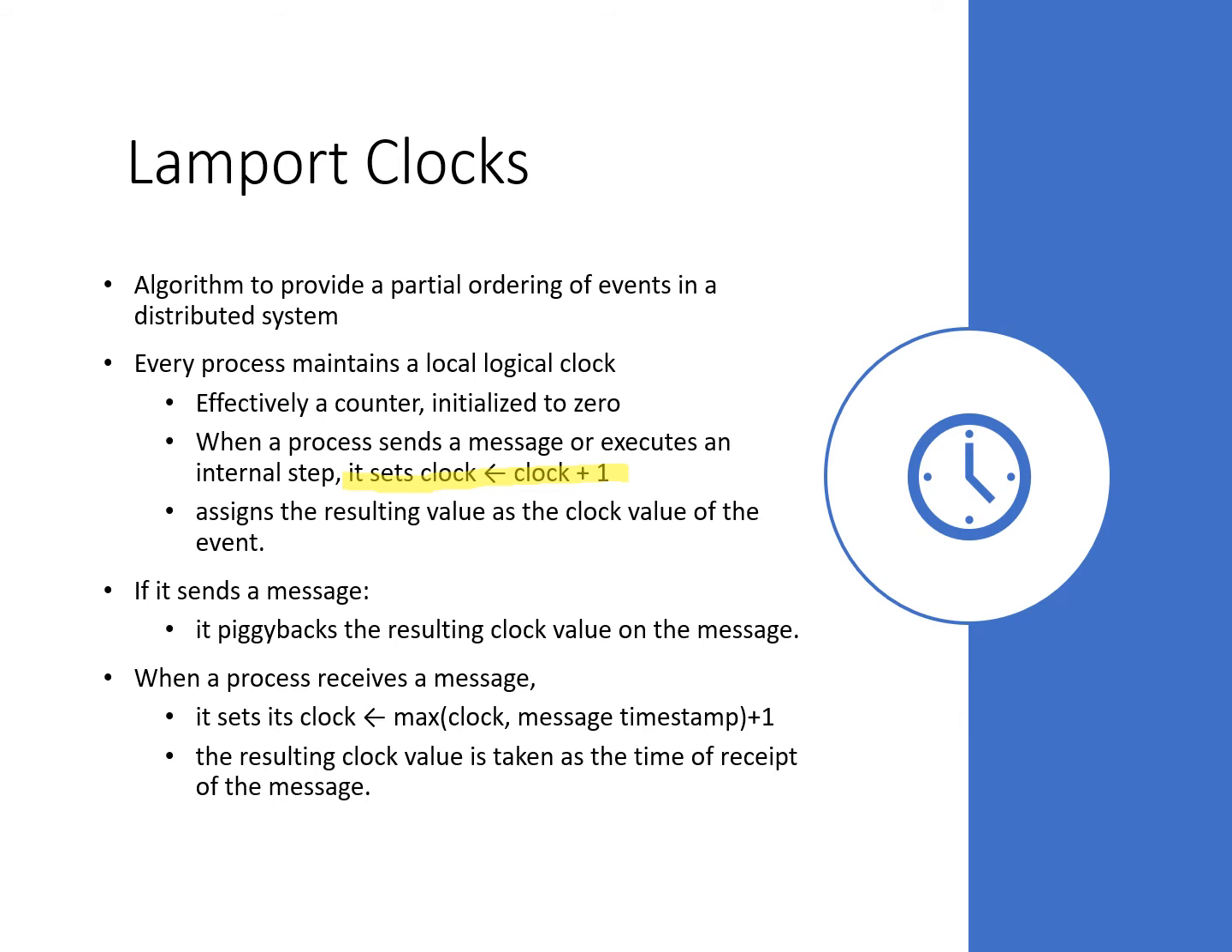If the process sends a message to another process, it piggybacks, or adds, its local value to the message. And when a process receives a message, it sets its local clock value to the maximum of its existing clock value and the one sent in the timestamp, and it adds 1 to the value, because it's a new event, and we always increment the clock when a new event occurs. And the resulting clock is taken as the time of the receipt of the message.